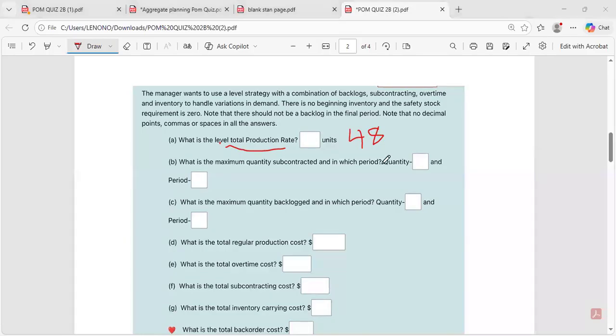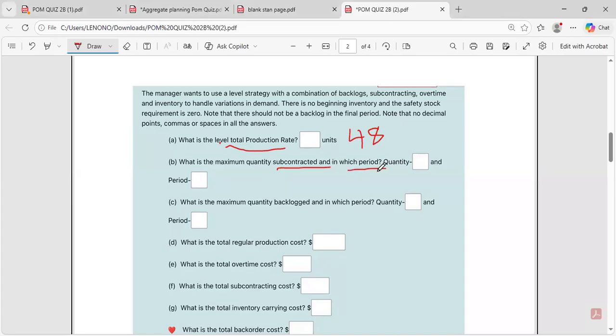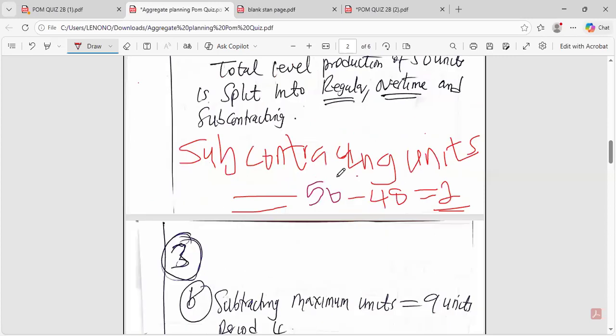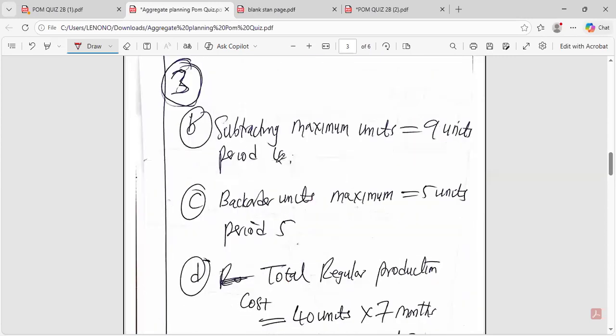And then here, the question asks for the maximum quantity subcontracted and in which period. So we'll get back here and simply say, subcontracting maximum units, we have 9 units, and that is in week 4. So we have 9 units in week 4, as can be seen here.